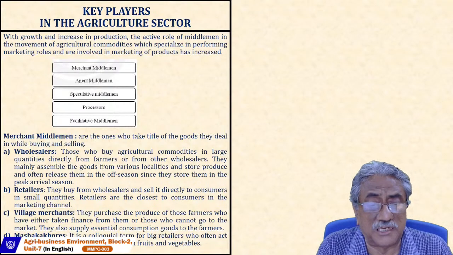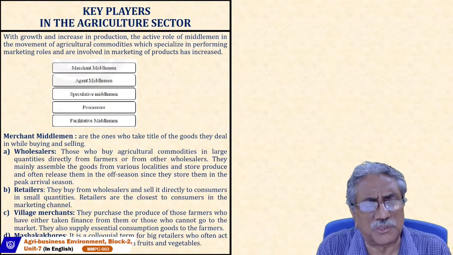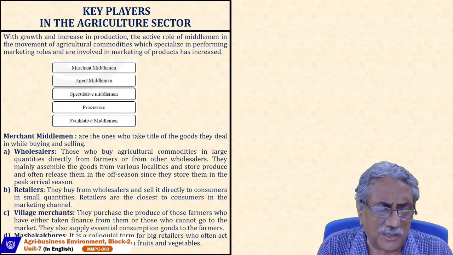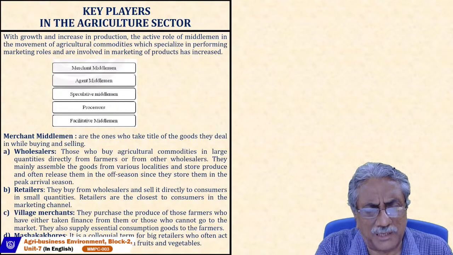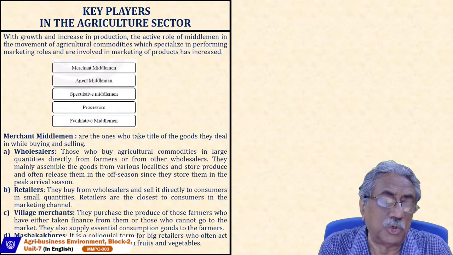They also supply essential consumption. These lenders also supply seeds and other things on credit. And when the crop is ready, then they buy the crop at an agreed price to clear the debt.